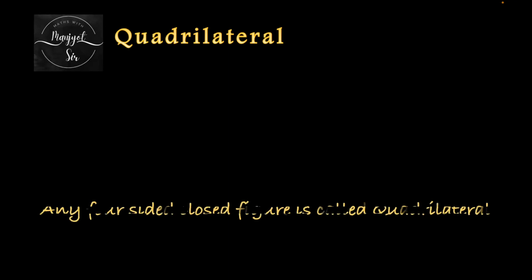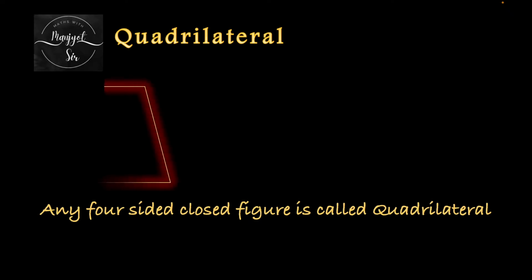Today in this video we are going to study and learn a very important topic, and the name of the topic is quadrilateral. So let's first understand what is a quadrilateral. The definition of quadrilateral says any four-sided closed figure is called a quadrilateral. If you observe here, I have drawn one geometrical figure. If you observe this figure very closely, it has a total of four sides and it is closely packed. So this is said to be a quadrilateral.